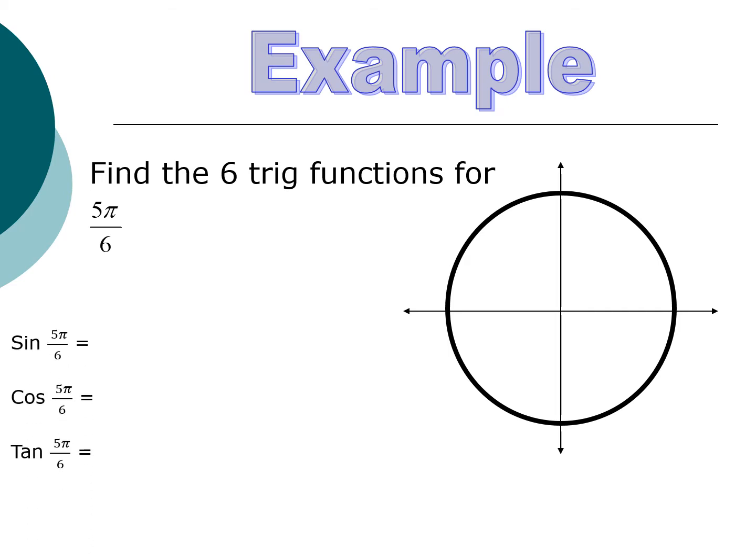Sine, cosine, and tangent. The first thing we have to remember is where 5 pi over 6 is. Let's count together. 1 pi over 6, 2 pi over 6, 3 pi over 6, 4 pi over 6, 5 pi over 6. There it is.